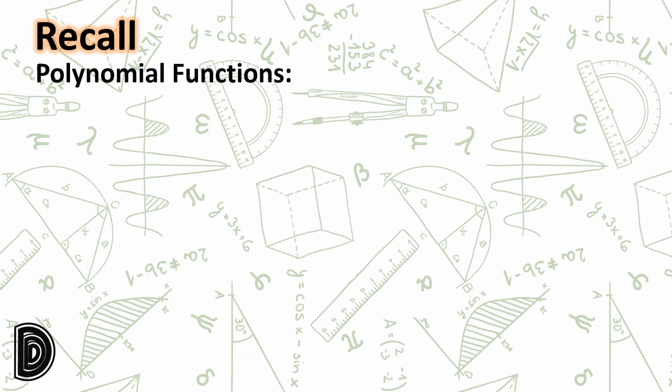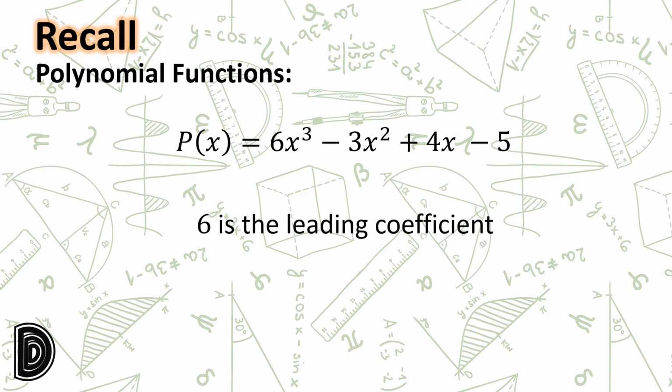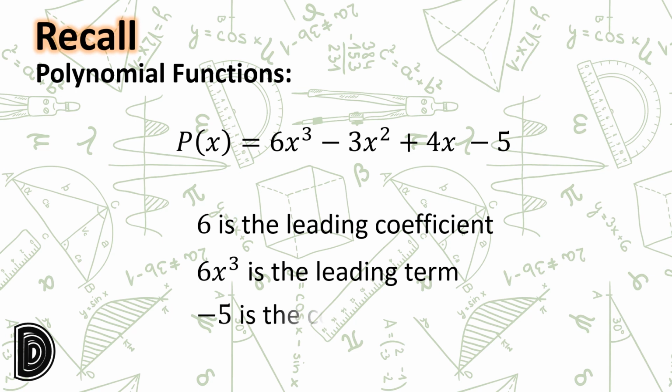For example, in the polynomial function p of x is equal to 6x cubed minus 3x squared plus 4x minus 5, 6 is the leading coefficient, 6x cubed is the leading term, and negative 5 is the constant term. In this polynomial function, we have 4 terms.